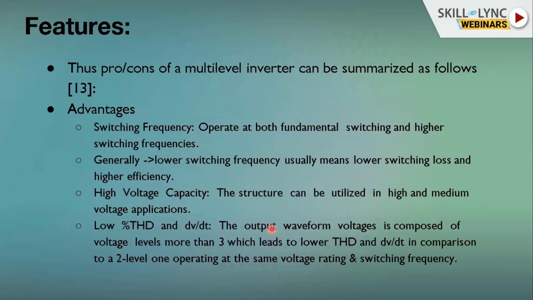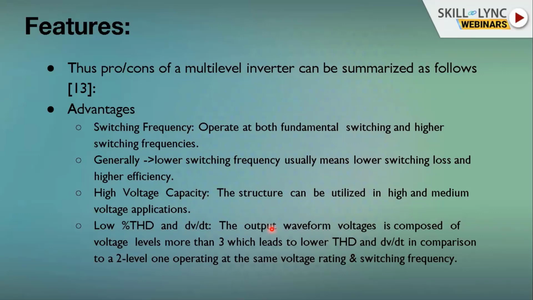Yeah, so switching frequency you can play with. You can go up with higher frequency. That is now the trend. Generally, lower switching frequency usually means lower switching loss and higher efficiency. But nowadays, again, as I said, higher switching frequency is the trend, because you can go for ZVS and ZCS types of topologies. So your switching losses are also reduced in that.